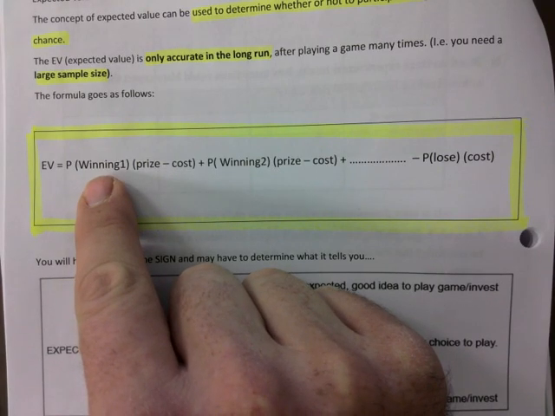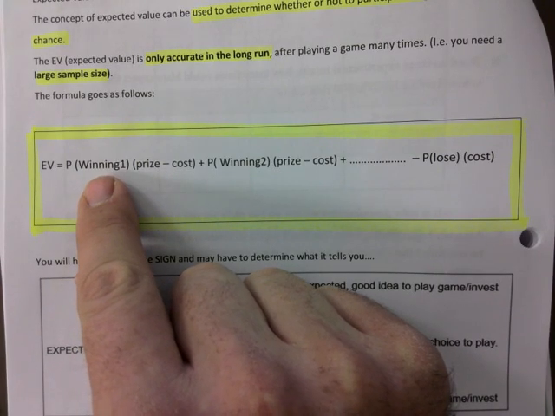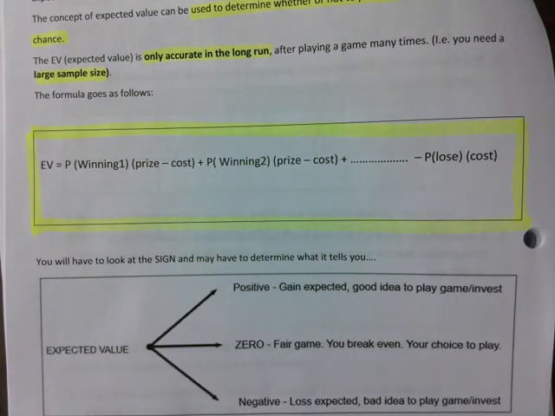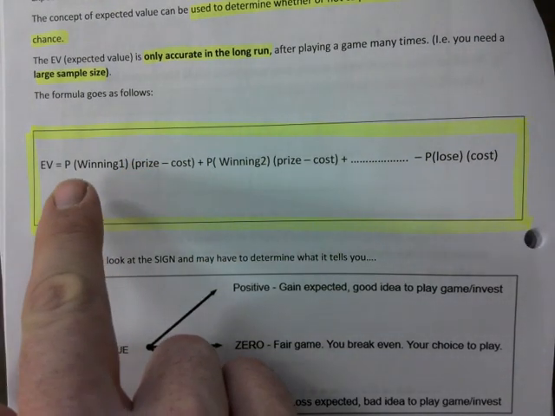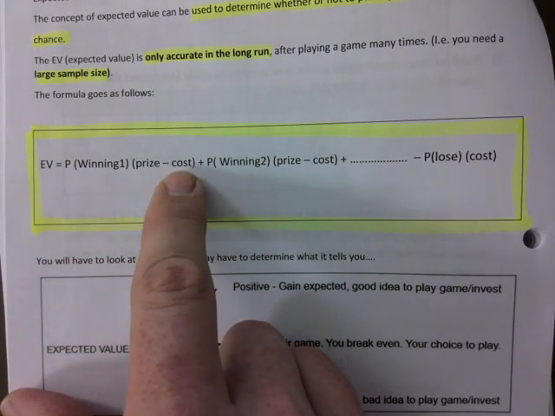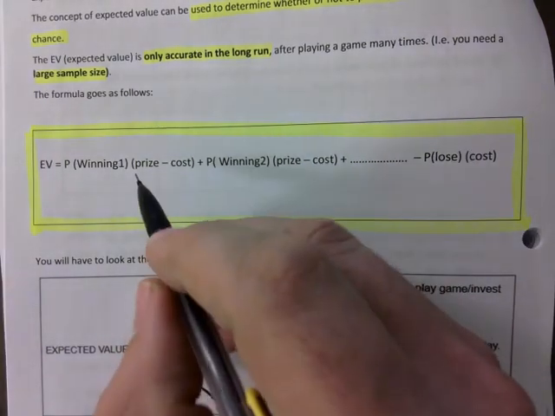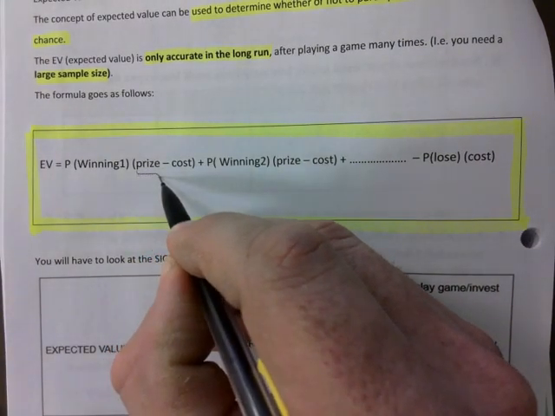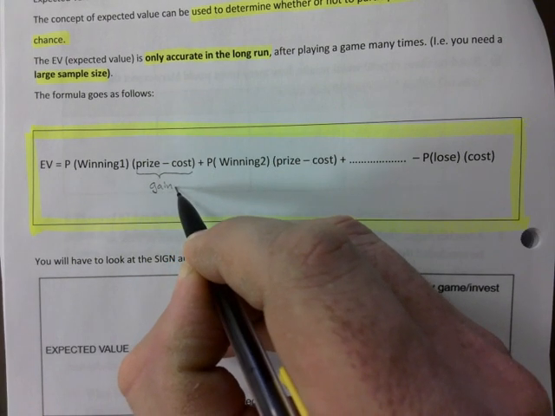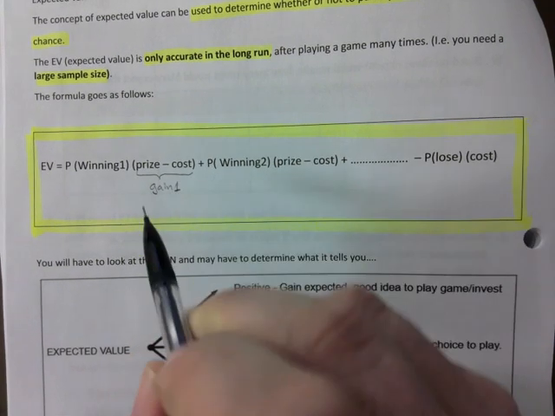When you're playing a game, there could be many ways of winning a prize, or if you're entering a draw, or if you're buying lottery tickets, there are many ways of winning. There isn't always just one way of winning, one prize. There are many prizes. So the probability of winning the first prize would be prize minus cost. This is what we call gain.